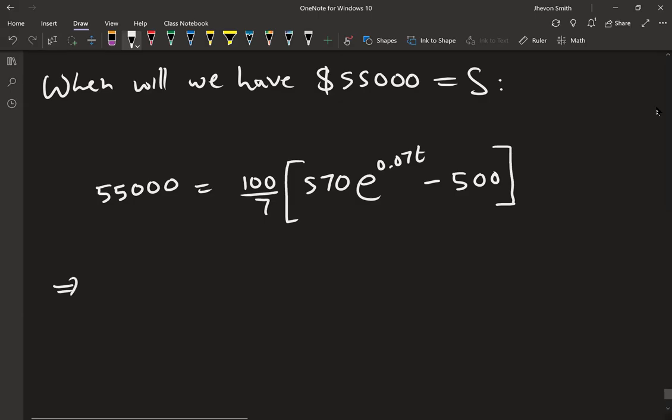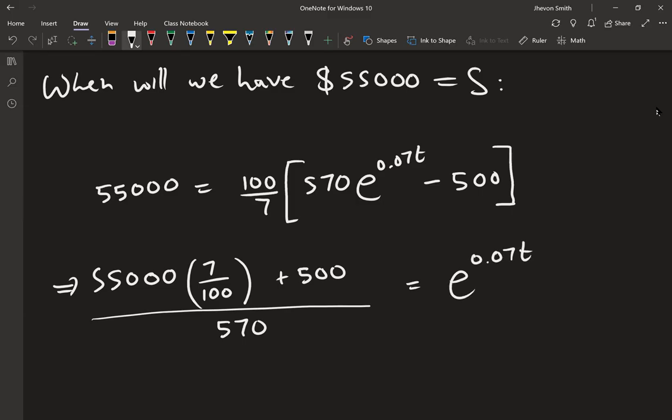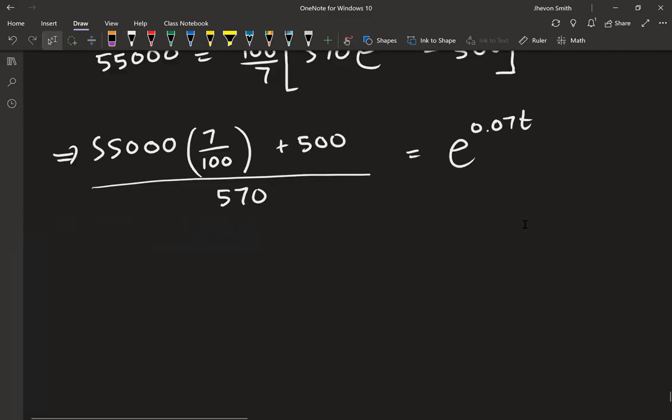This means I take 55,000, multiply by 7/100, add 500 to that, and divide by 570. And that is going to leave me with e to the 0.07t. Okay, so I got rid of this, multiply by 7/100, then I'm left with this, add the 500, then I'm going to divide by the coefficient of e, which is the 570. And this is going to reduce because this and that goes into that and that.